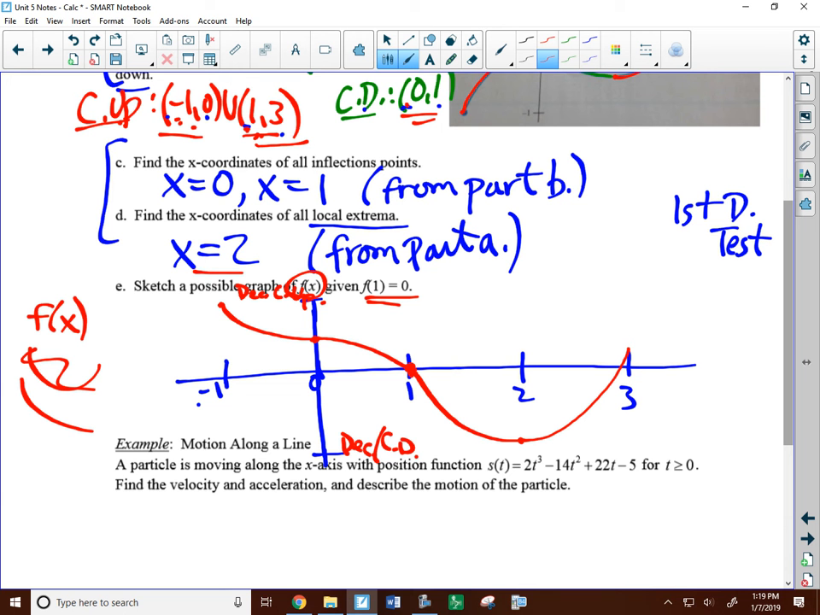And you can see there was a point of inflection where the concavity changed at 1. The other one here is there's a local min, because it was decreasing and then increasing.